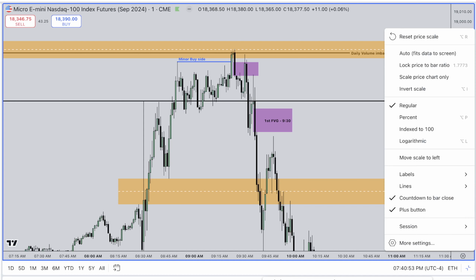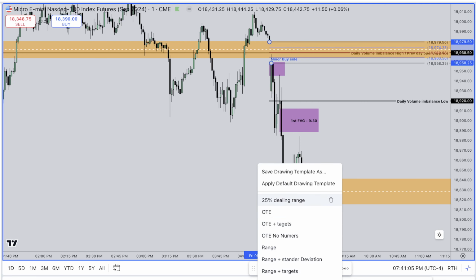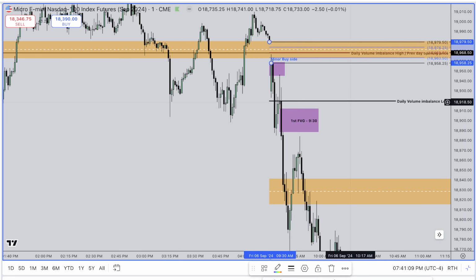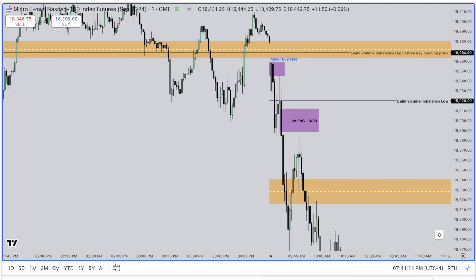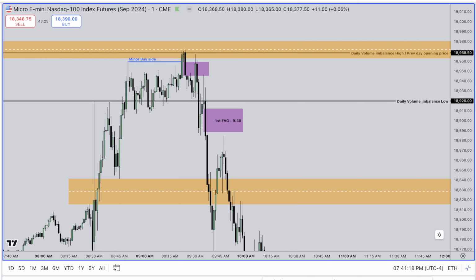Also, if we look at the regular trading hours, price did not really make an attempt to go to close that gap down. If we measure that, oh, we see that it didn't even come to the midpoint of that gap. So we are extremely bearish now.